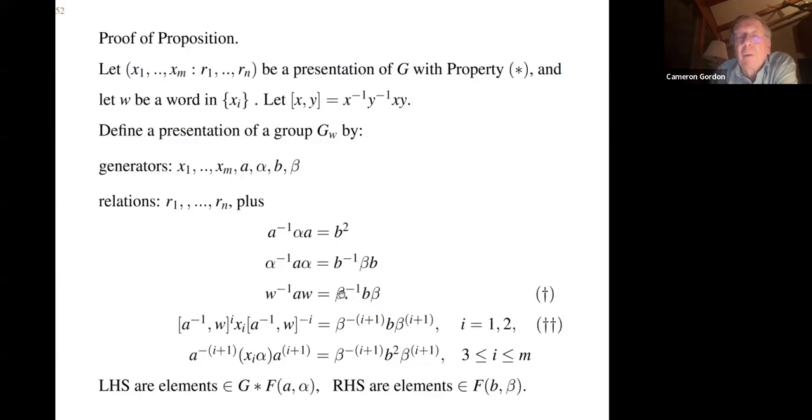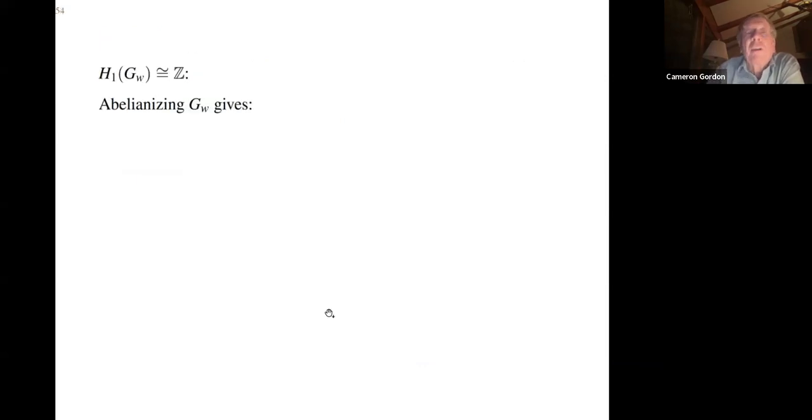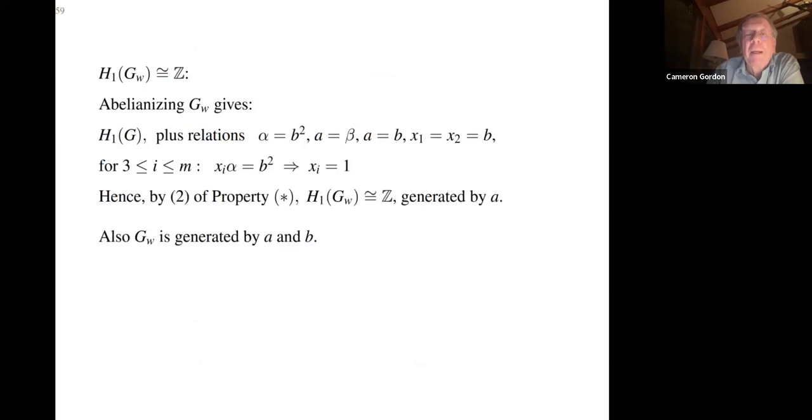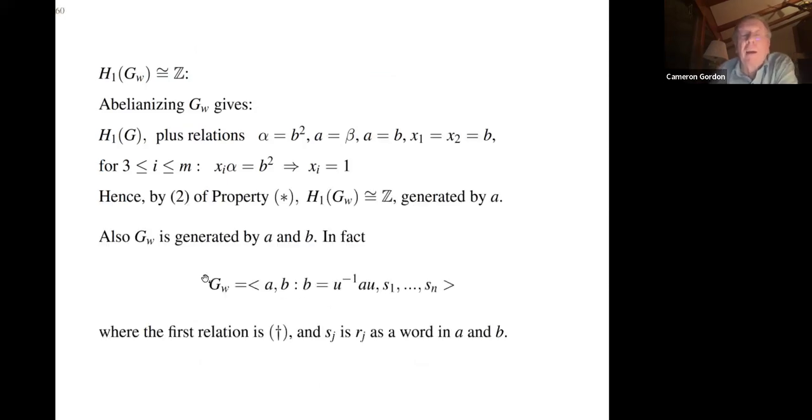So that can be expressed as a word in A and B. So I can express this guy as a word in A and B, and then I can replace xi, i equals 1 and 2, by that word. And so I've got rid of everything except A and B. And in fact, this procedure proves not only that it is generated by A and B, but we've got a presentation like this where you have the two generators A and B.